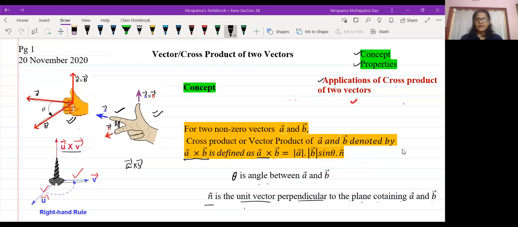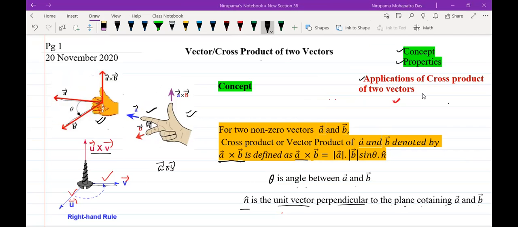As you can clearly see on the screen, we are going to study vector or cross product of two vectors, in which we will be discussing the concept of cross product, properties of cross product, and applications of cross product of two vectors. Regarding the concept, if we take A and B, two non-zero vectors, then the cross product or vector product of A and B is denoted by A cross B.